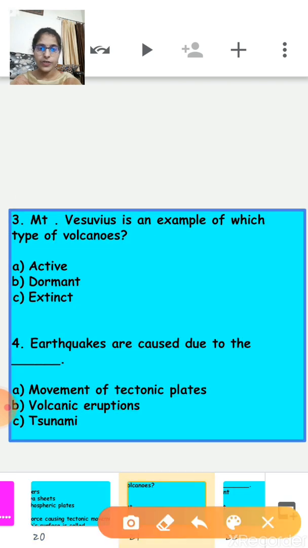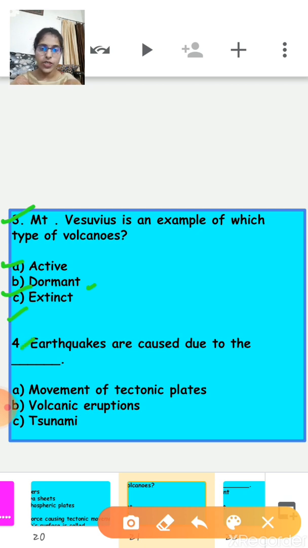Now the third question, Mount Vesuvius. Mount Vesuvius is an example of which type of volcano? In this video we discussed there are three types of volcanoes. The first one is active, dormant and extinct, right? So the options are, first one is active, second one is dormant, and third one is extinct. So Mount Vesuvius is an example of dormant, right? Mount Vesuvius is in Italy and is an example of a dormant volcano.